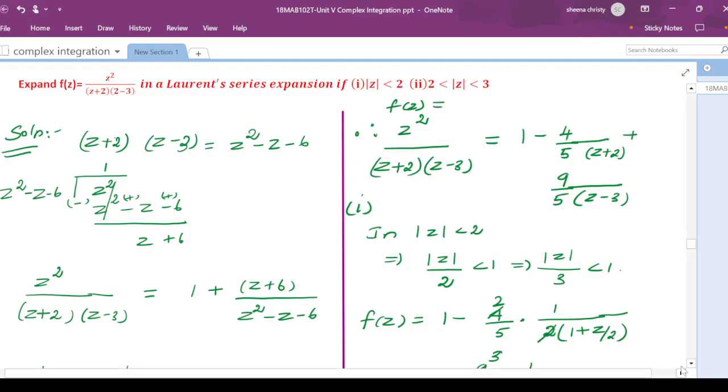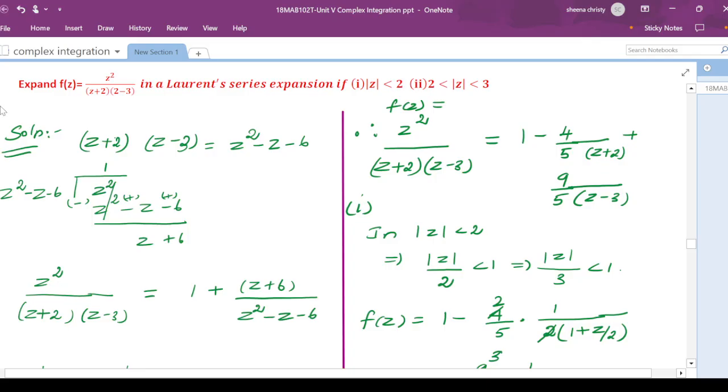Welcome students. We are going to see a Laurent series expansion problem. In this example, expand f of z equal to z square by (z plus 2) into (z minus 3) in the regions mod z less than 2, and the second region given as 2 less than mod z less than 3, which is the annular region between the circles with center 0, 0 and radius 2 and 3.